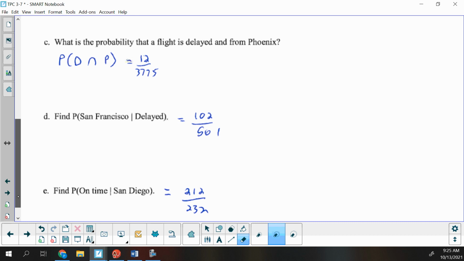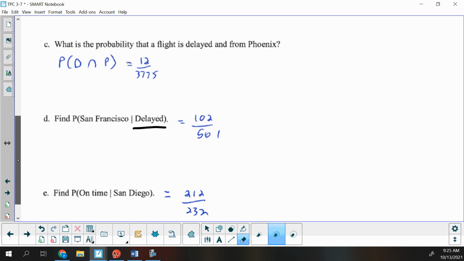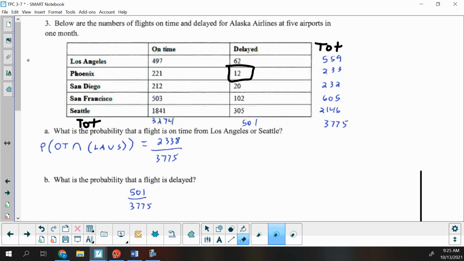And then we have 2 conditional probabilities to finish off. So we have San Francisco given it's delayed. So we're going to look at only the delayed column, and from that column, find the probability of San Francisco. Well, that's 102 out of 501.